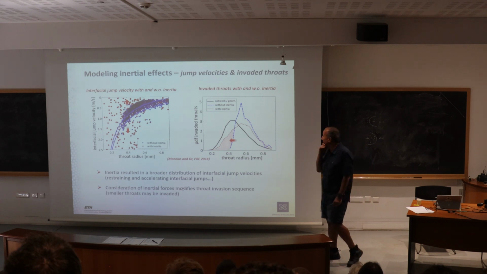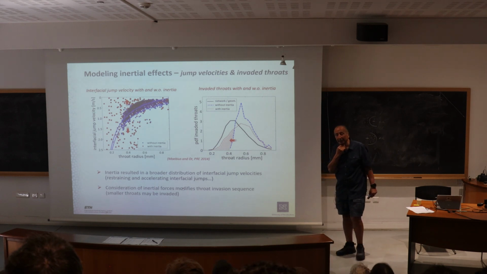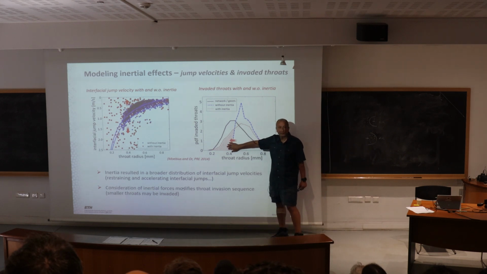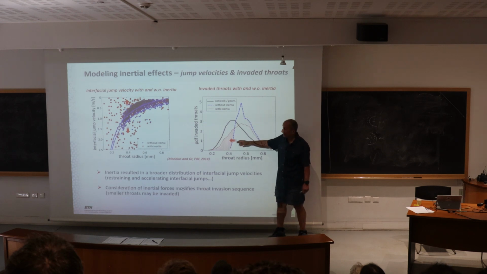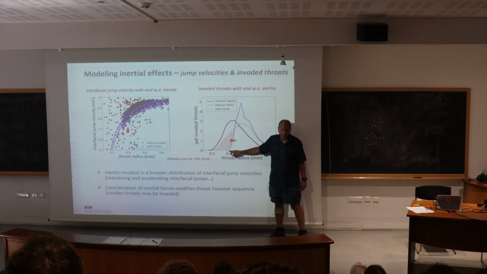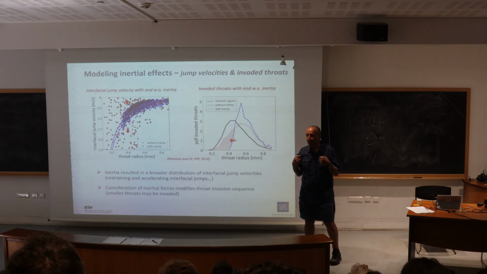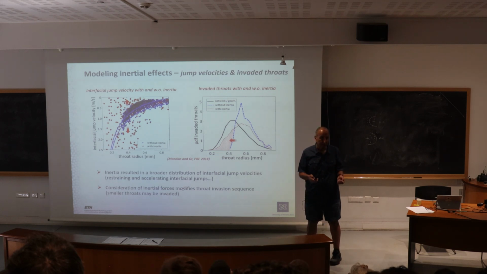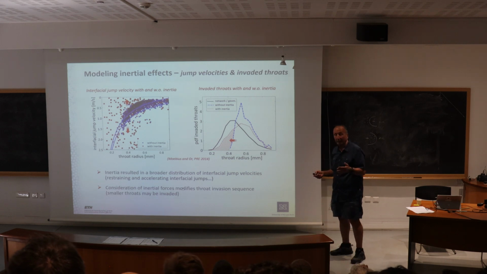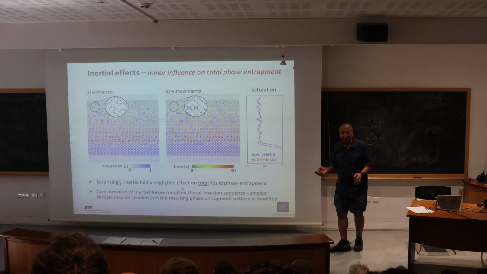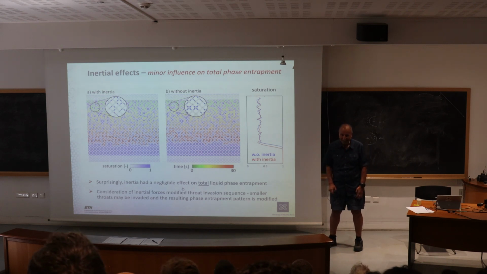Anyway, the next thing is because there is an additional force, you have penetration events or invasion events that do not happen without inertia. This is the red area here. So inertia, because it is an additional force, affects the sequence of pore invasion. That's interesting. What does it mean macroscopically? It turned out that macroscopically it doesn't mean anything.